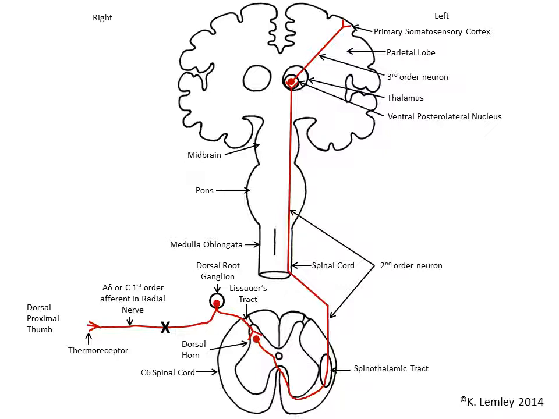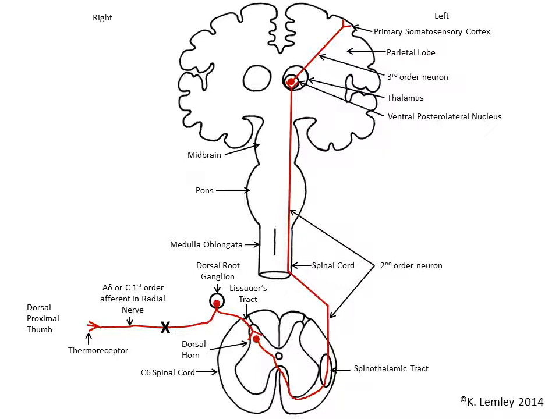Now, if it's the radial nerve, obviously that is not just that area of skin, but it could be the entire dorsal lateral aspect of the hand, or the dorsal central aspect of the forearm, or even the dorsal aspect of the upper arm, depending on where along the radial nerve the injury has taken place.